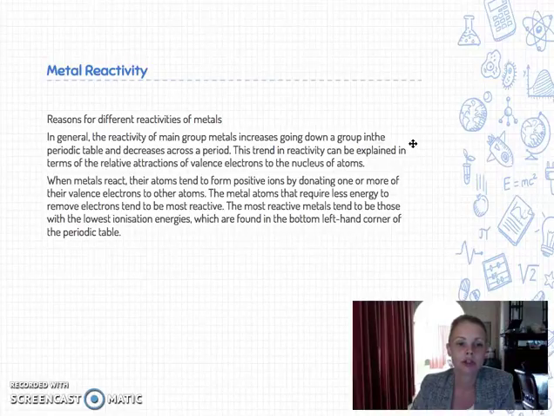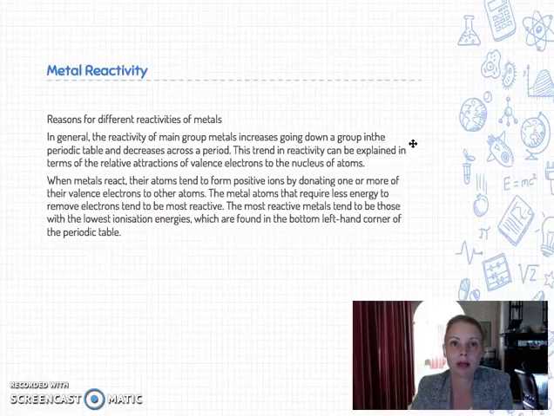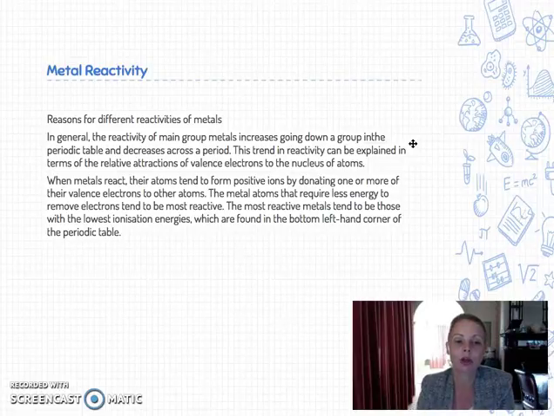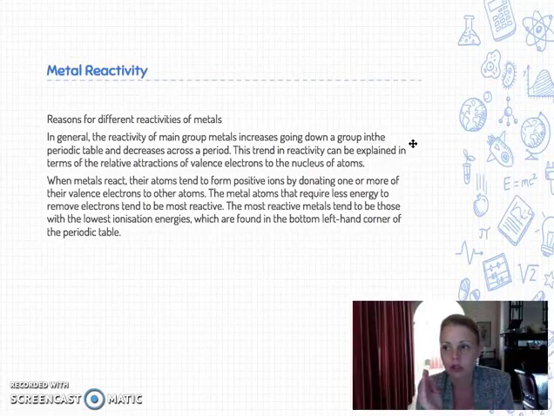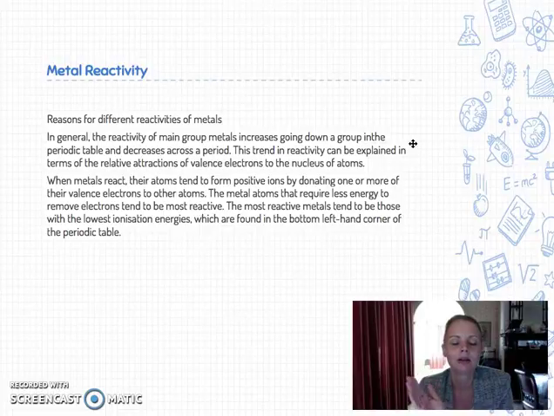Okay, so in general, the reactivity for the main group metals, so remember the main groups, so groups 1, 2, 13, increases going down the group in the periodic table. If we look across, going from group 1 to group 2, it decreases across the period. So sodium is less reactive than magnesium, is more reactive than magnesium. Potassium is more reactive than calcium.